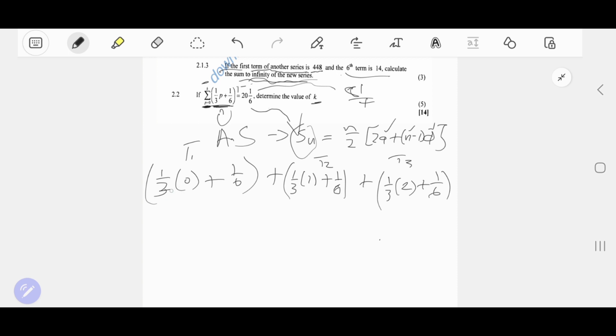So going on, when p is 0 the answer here is 1/6, and then 1/3 plus 1/6. It's going to be 1/2, and then my third term is going to be 5/6.